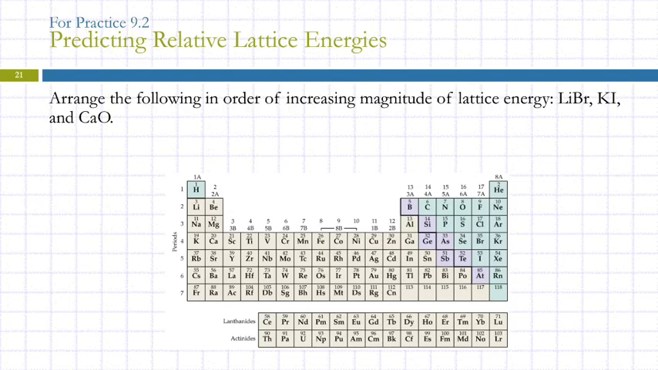These are kind of like those logic puzzles that some people like to do. So lithium is +1, and bromide is -1, and potassium is +1, and iodide is -1, and then calcium is +2, and oxygen is -2. You got to think about the charges. You can really only compare 2 things at a time.